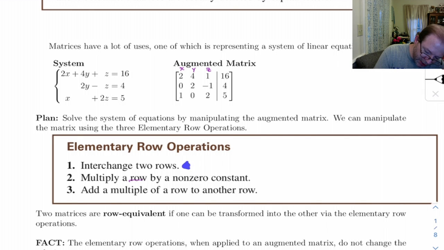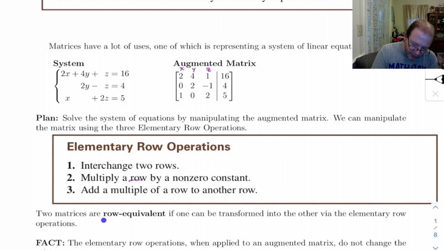If you look at it, interchanging 2 rows: if you interchange 2 rows on a matrix, all that does is it's just like writing the equations in a different order. If you multiply a row by a non-zero constant, that's just like multiplying an equation by a non-zero constant. And adding a multiple of one row into another, we do that all the time with the equations when we're solving them by elimination. So this just codifies those 3 operations.